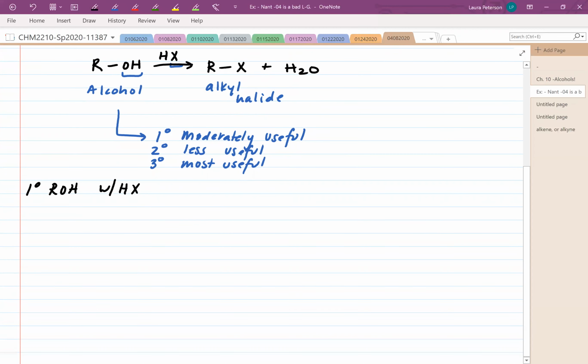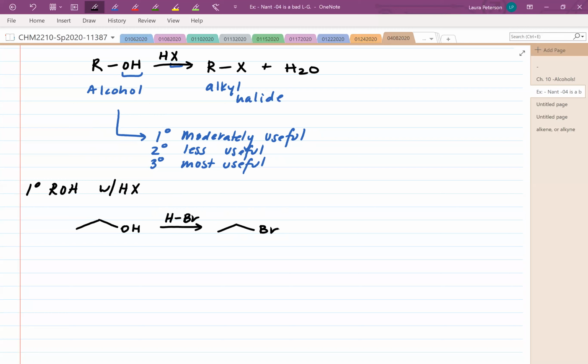So let's look at this as an example. We'll take ethanol and we want to convert it to ethyl bromide. So I am basically doing the backwards reaction of the SN2 that I learned, from the alkyl halide to the alcohol back in chapter 9. Okay, so a primary alcohol.